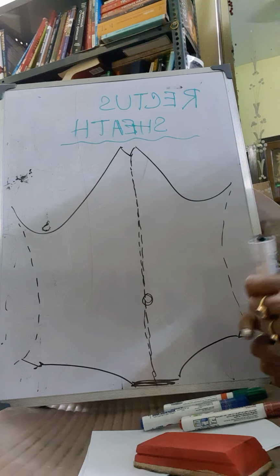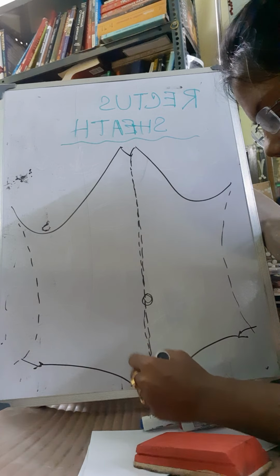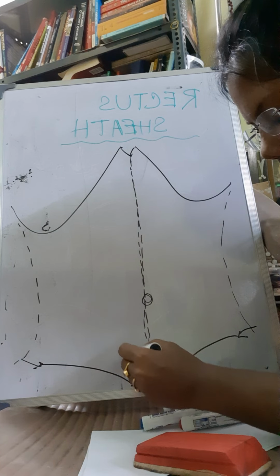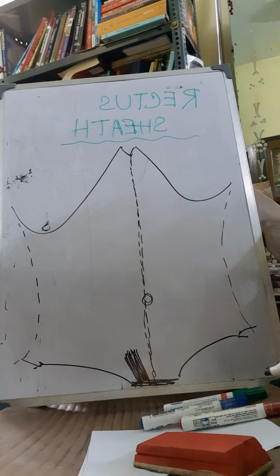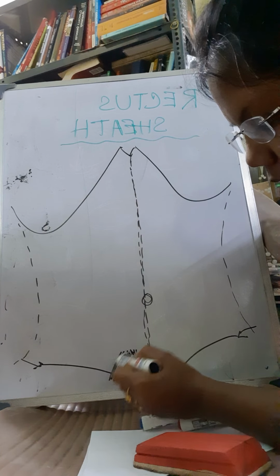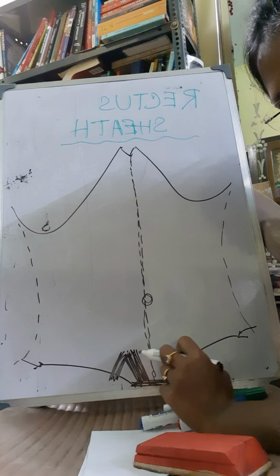The rectus abdominis muscle originates from the lower part by two heads. One is medial head, another one is lateral head. The medial head arises from the anterior surface of symphysis pubis like this. Suppose this is the medial head which is taking origin from the anterior surface of the symphysis pubis, and the lateral head will arise from the lateral part of the pubic crest as well as pubic tubercle. So, it has got two heads, one is medial head, another one is lateral head.